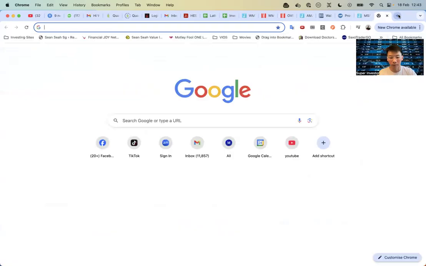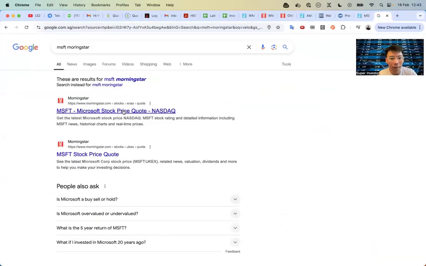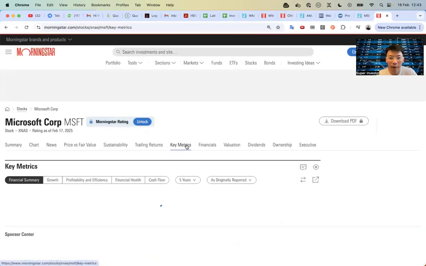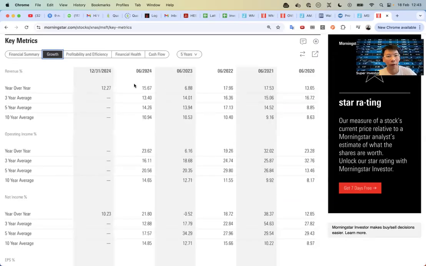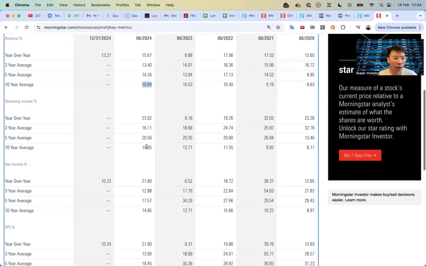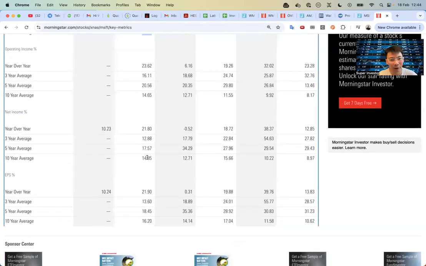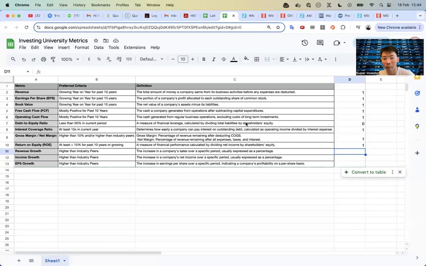Let's take a look at it on Morningstar. Microsoft Morningstar, key matrix, growth. Okay, so let's take a look at the latest revenue growth. Okay, we can see even for the past 10 years. Oh, in fact, it's growing faster than the past 10 years. Seems to be growing. Net income, very stable company. EPS, very stable. Wow. Looks attractive in terms of the quality of the company, but we have not taken a look at the valuation. But so this is how I do it.